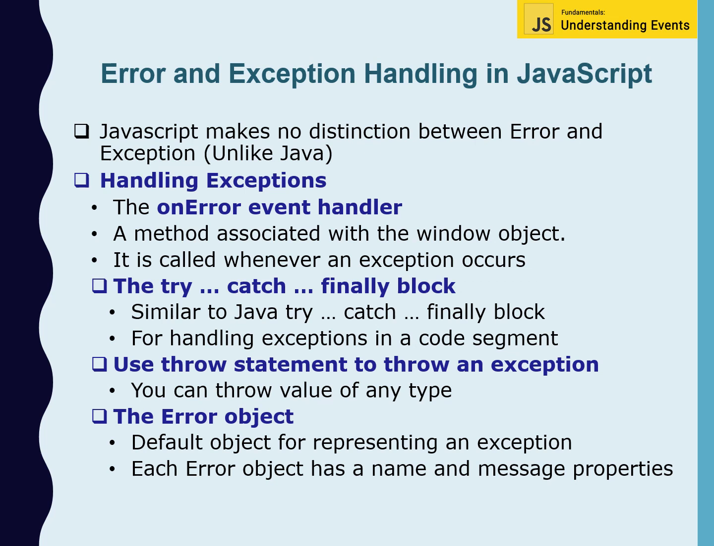In JavaScript, like Java, we have the try catch finally block, similar to Java, for handling exceptions in a code segment. We also have the throw statement to throw an exception, and you can throw a value of any type. Then comes the error object, a default object for representing an exception. Each error object has name and message properties. So remember, for error and exception handling in JavaScript, we have an event handler called onError, which handles the errors and exceptions.